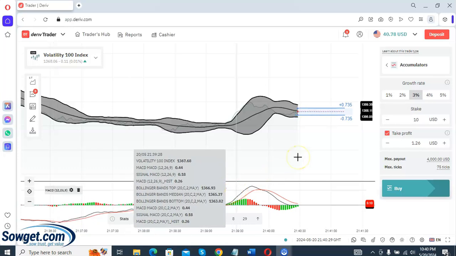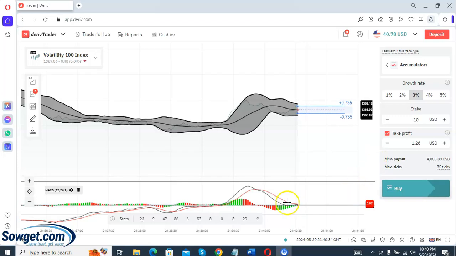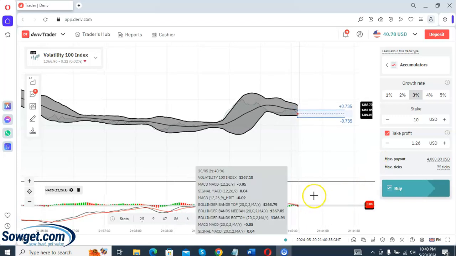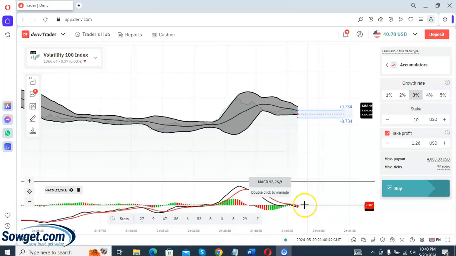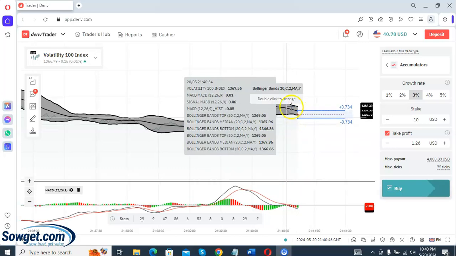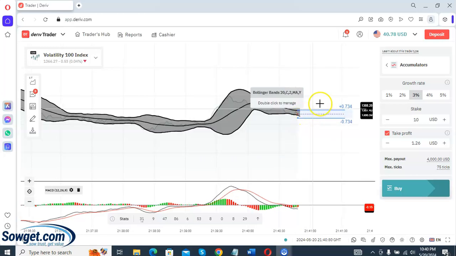Okay, so as you can see now, you see what I'm talking about. You can see that the MACD bars are shorter, and the moving averages, the red and the black line, are closer to the zero line. And you can also see that the Bollinger Bands, the upper and the lower band, are trying to get inside of our price barrier.